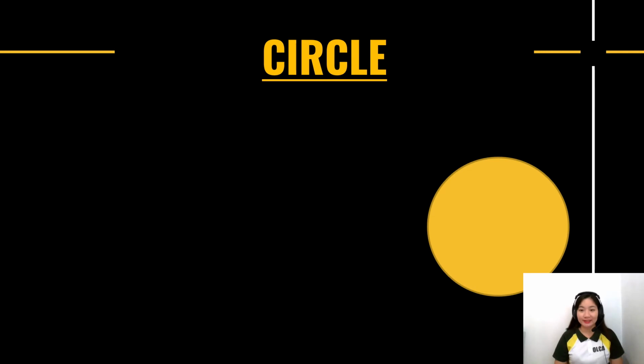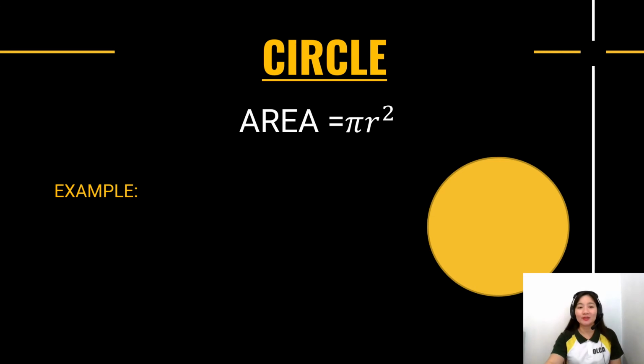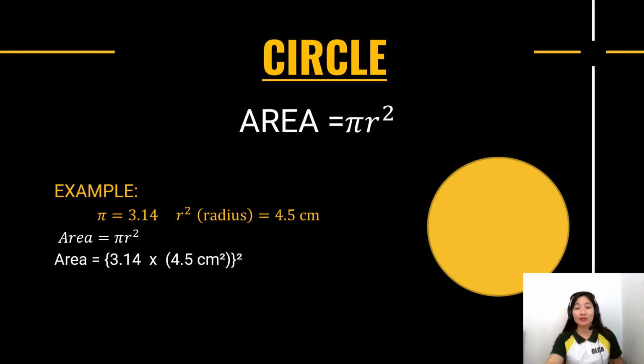The next one is the circle. In calculating the surface area of a circle, class, we have the formula pi r squared. Are you familiar, class, with pi? Yes, it's 3.14. So here is the example. Pi equals 3.14, while our radius equals 4.5 centimeters. We apply the formula for the area of a circle: area equals pi r squared. Area equals 3.14 times 4.5 centimeters squared. So we will be multiplying 4.5 by 4.5. So area equals 3.14.